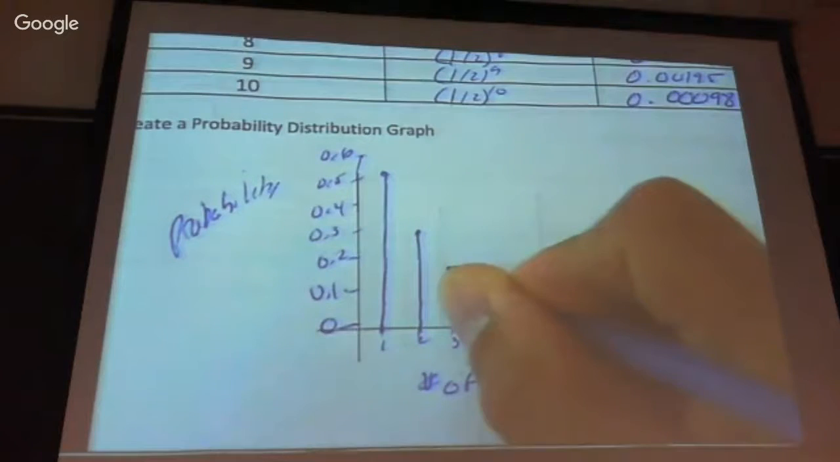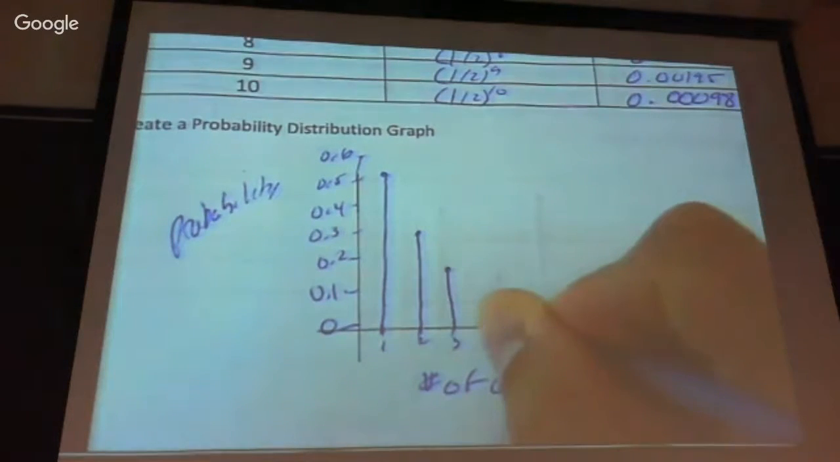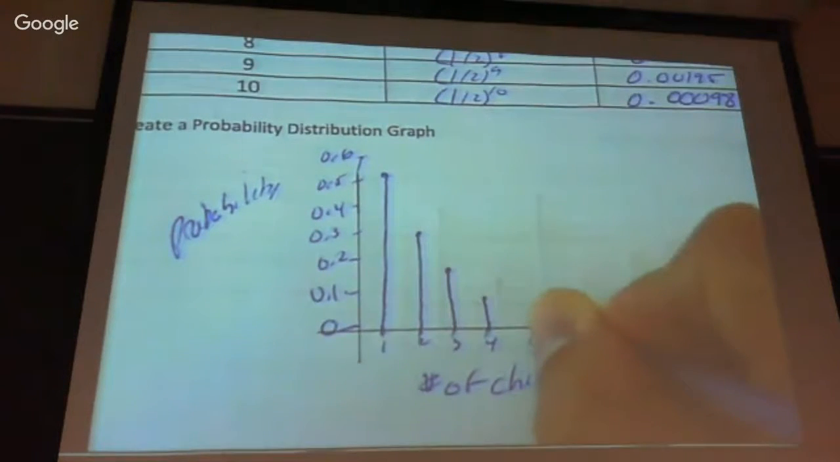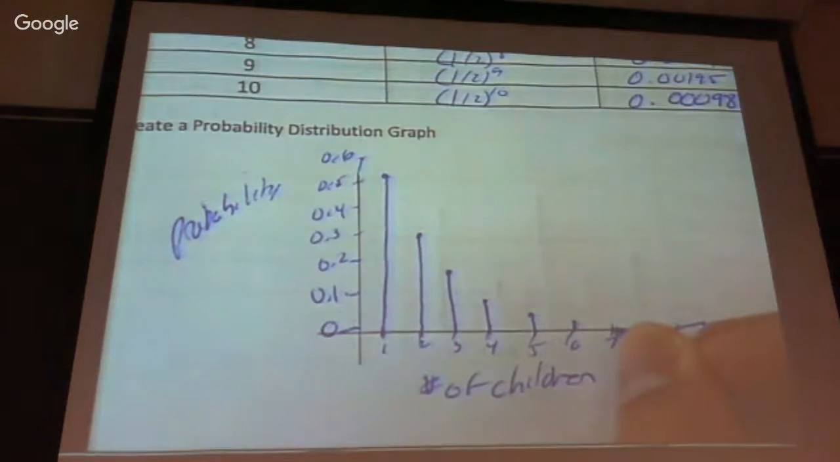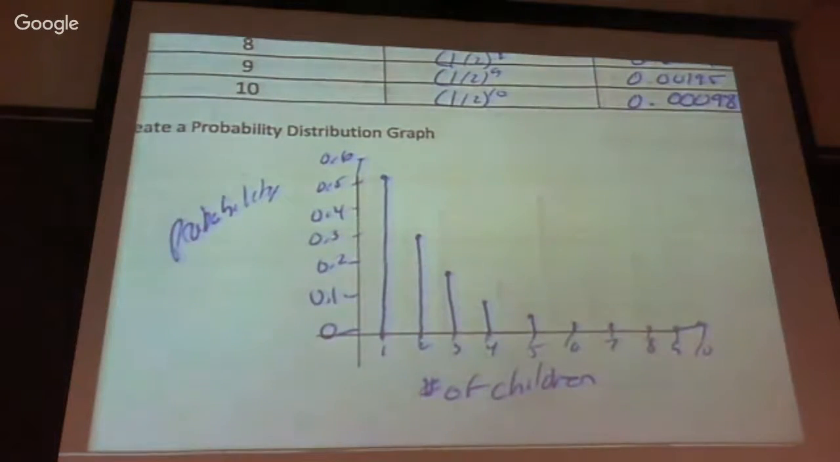All 3, 0.125, 0.0625, 0.03, 0.1, 0.5%, and then it just gets really, really small. So you can see that chance just drop. And that's just a nice example of the probability distribution graph. Questions there?